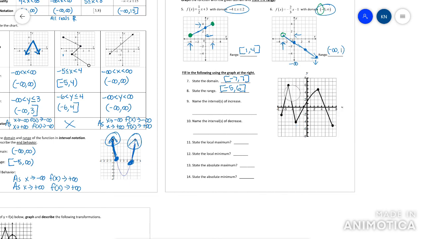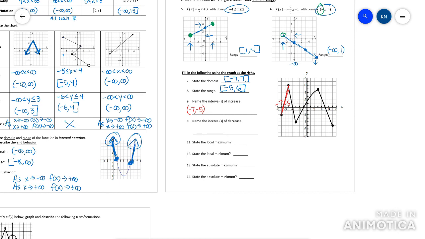Name the intervals of increase, decrease. Work your way left to right on the line. So this section right here is increasing. And you want to answer this using your x values. So it's increasing from x value negative 7 to x value negative 5. So my increase would look like negative 7 to negative 5.